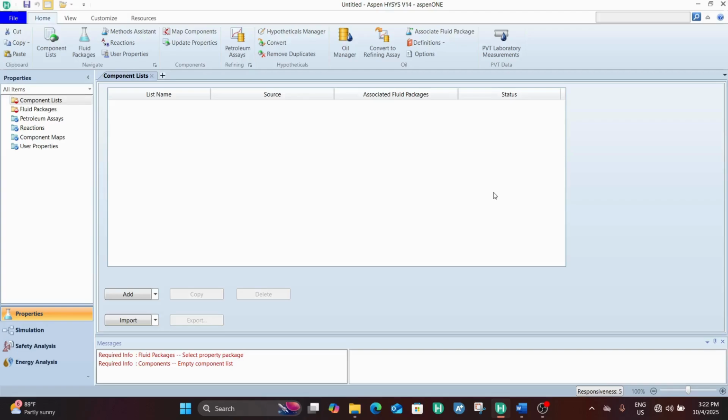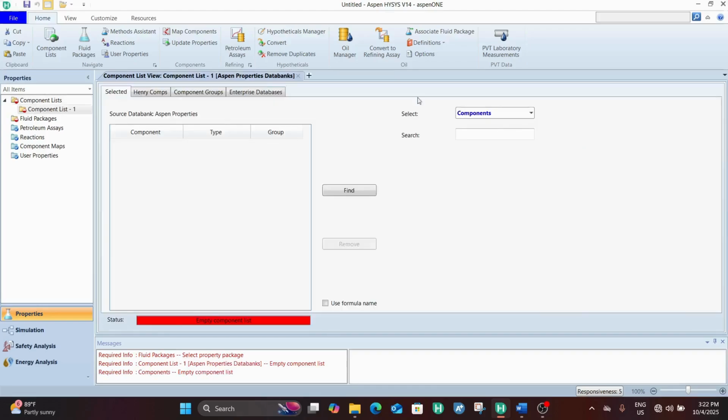So previously, looking back at how we have been creating our component list and fluid package, we have been using the Hysys option and not the Aspen properties. Today we're going to be using the Aspen properties. And this is what it looks like. It looks slightly different from our Hysys interface when creating a component list. And how we find our components here is we click on search and type whatever we're looking for.